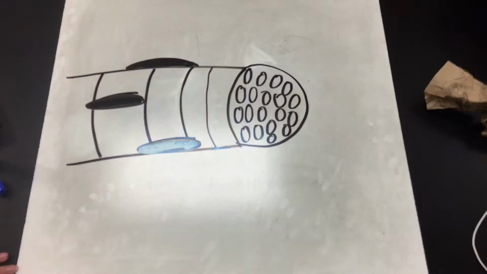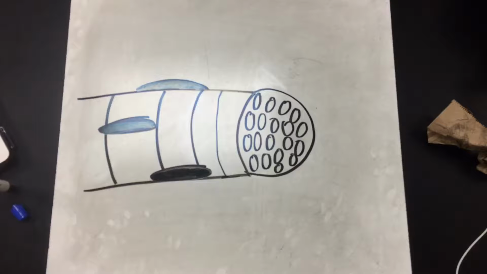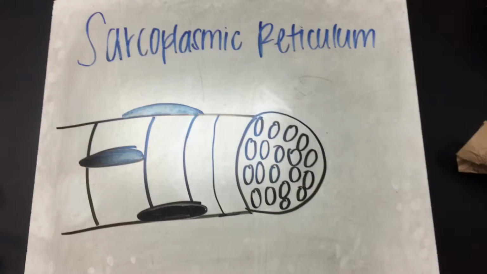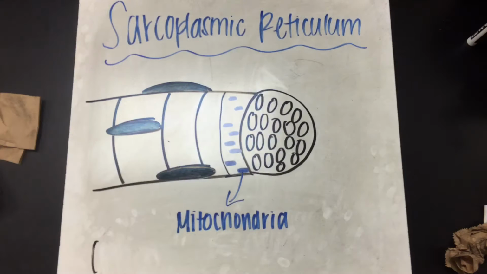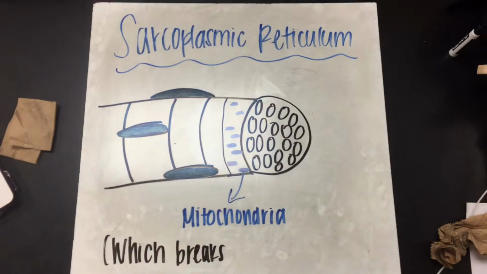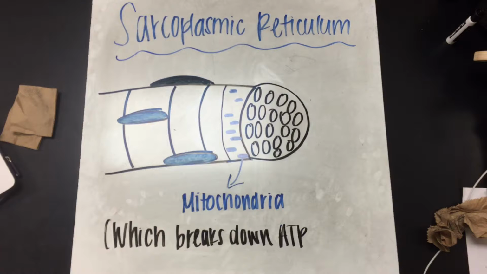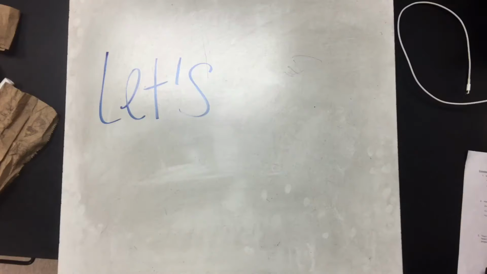Think of your muscle fiber as a very sturdy piece of rope. ATP is broken down by a very crucial cell organelle, the mitochondria. Let's zoom in.